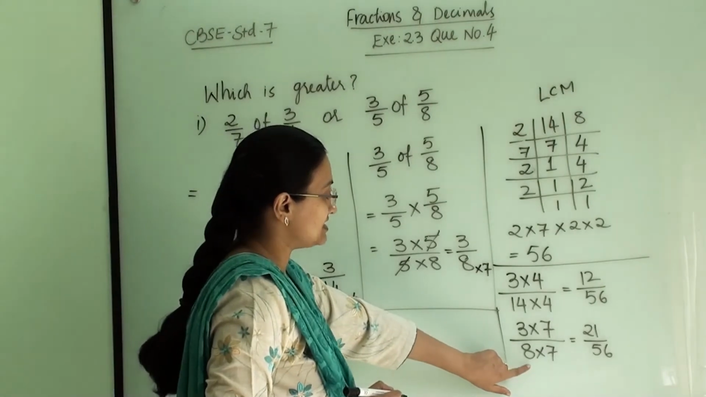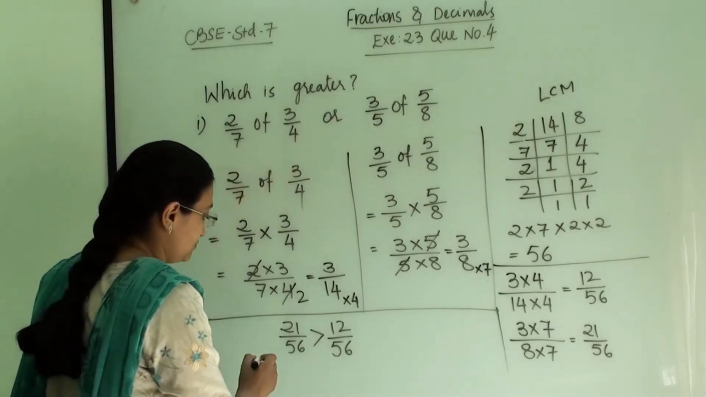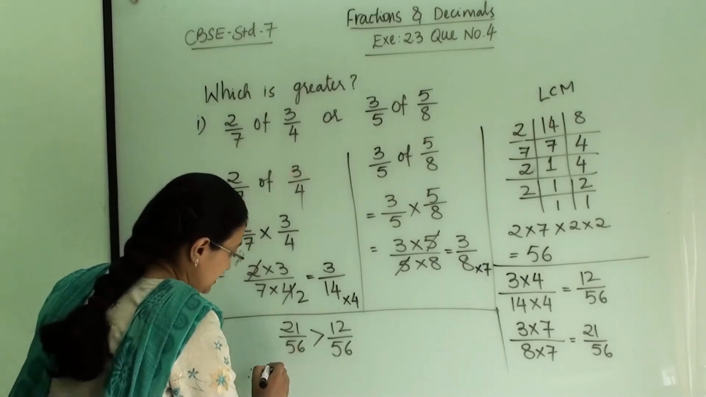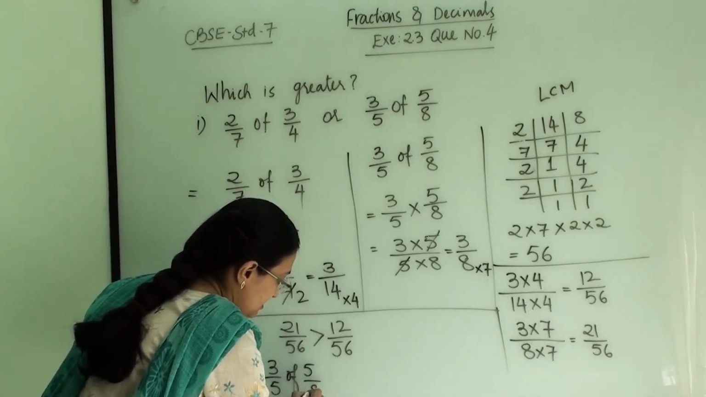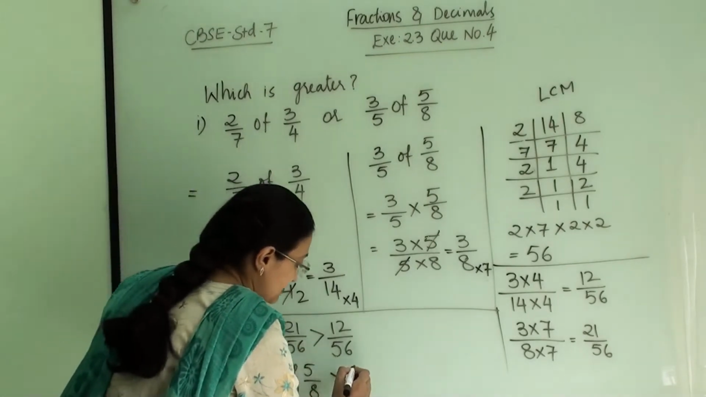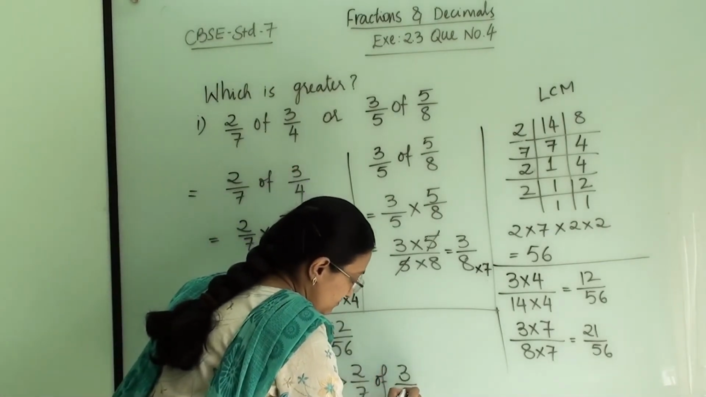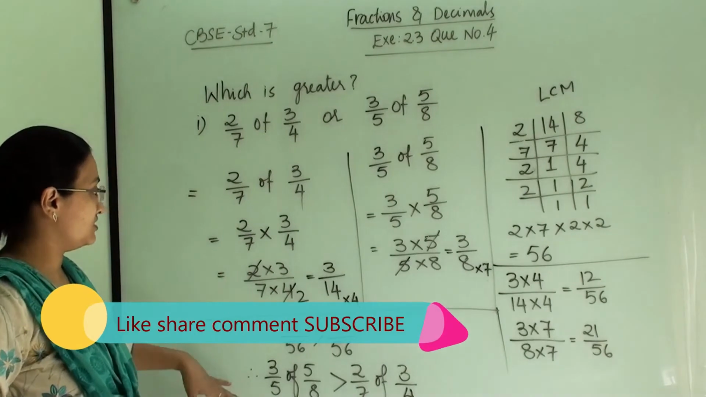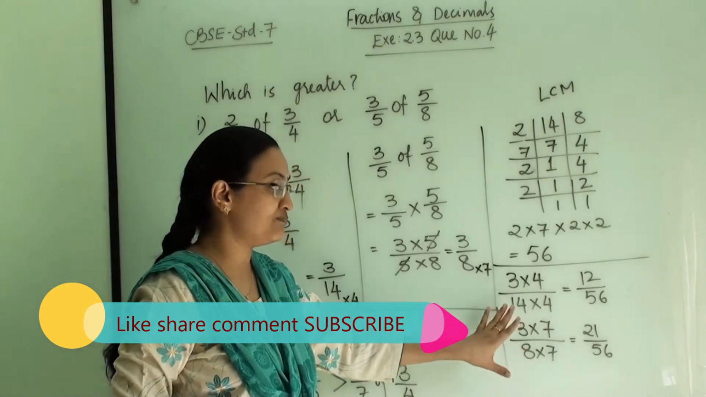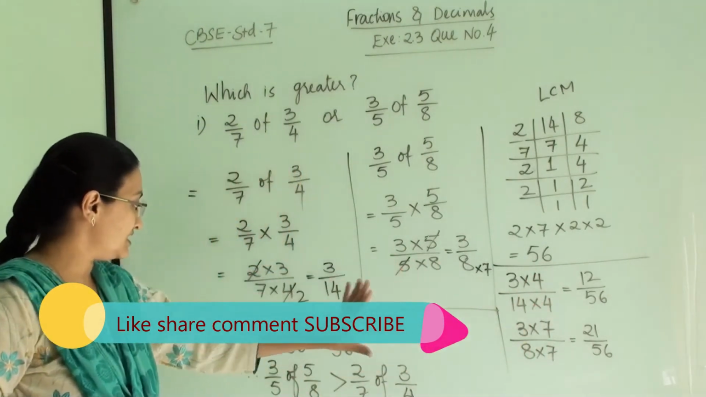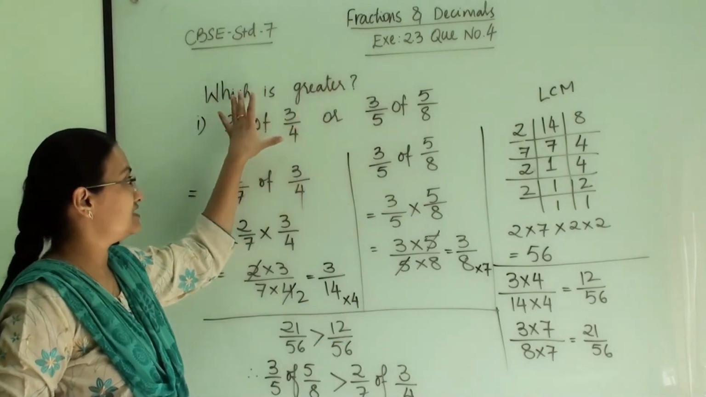Now 21 is the second term, this term. So the second term is greater than the first term. So the second term, 3 by 5 of 5 by 8, is greater than 2 by 7 of 3 by 4. That is how we will answer this question. First we will solve them, then we will take the LCM, then we will convert them into the same denominators, and then we will compare them. And in turn our answer is this term is greater than this term.